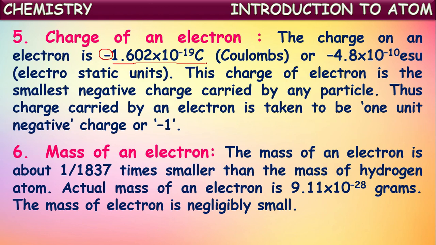So if we compare the mass of the hydrogen atom, the mass of electron is 1 by 1837 times that of the mass of hydrogen atom. So numerically, the mass of electron is equal to 9.11 into 10 to the power of minus 28 grams, or 9.11 into 10 to the power of minus 31 kgs. This is the mass of electron. So the mass of electron is almost negligible when compared to the mass of hydrogen atom, because it is almost 1837 times smaller than that of hydrogen's mass. So we can say, negligible mass.